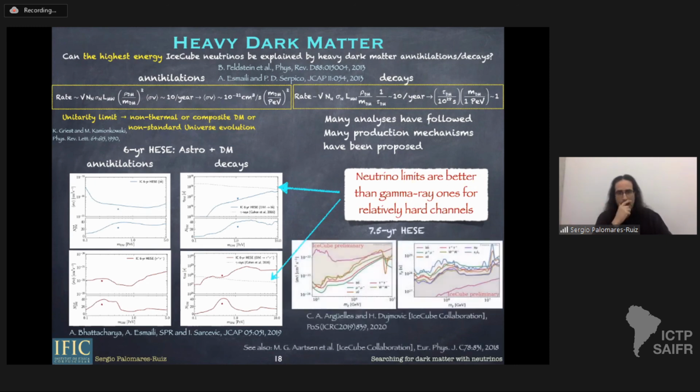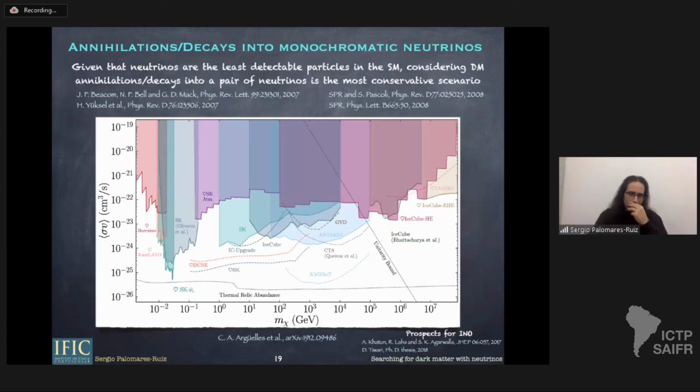There is a preliminary analysis using the recently released 7.5 years of IceCube data, which is very similar to what you get with 6 years. And there was a very nice compilation of all these limits on annihilation into a pair of neutrinos. These were mentioned by Miguel in the previous talk, and this paper covered a huge range of energies. The idea of considering dark matter annihilations into neutrinos, or decays into a pair of neutrinos, was suggested by John Beacom and collaborators more than 10 years ago. It's very simple: given that neutrinos are the least detectable particles in the standard model, considering dark matter annihilations or decays into a pair of neutrinos is the most conservative scenario.